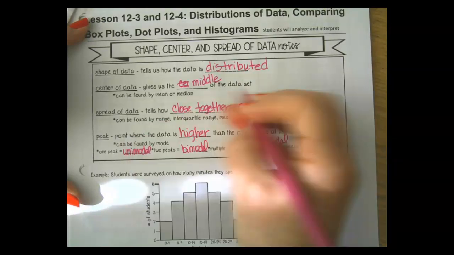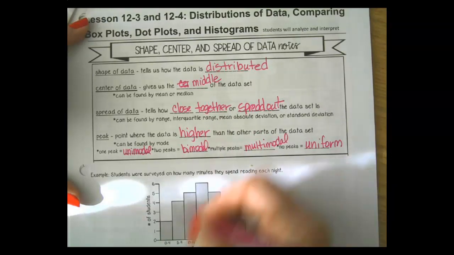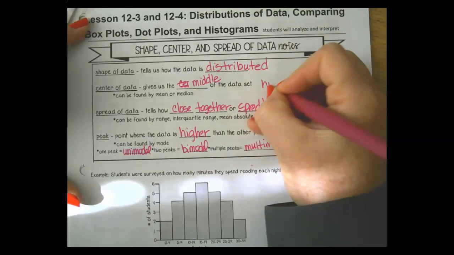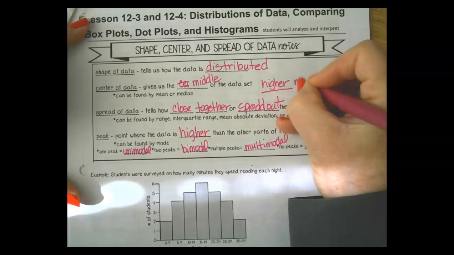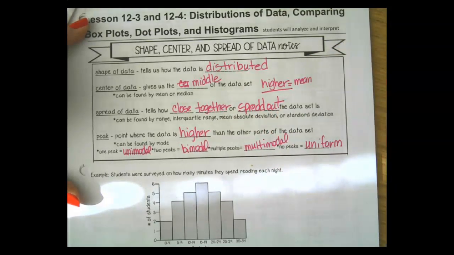So the center of your data is where you see those higher points, higher meaning the mean. That's kind of what I wanted to say.